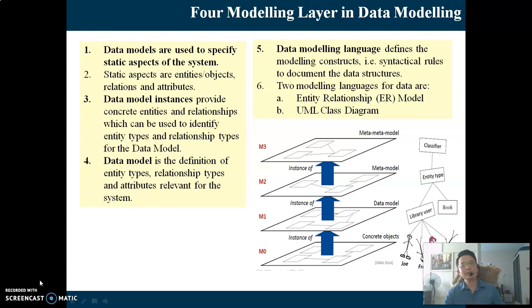There are two modeling languages for data: the entity relationship diagram model and the UML class diagram. In this lecture, we'll be looking at the entity relationship diagram instead of the class diagram. But I hope, as a pedagogy of this lecture, you're able to relate how ERD and class diagram are mapped. If you recall the database lecture, ERD has been extensively used for modeling the tables used in the database.